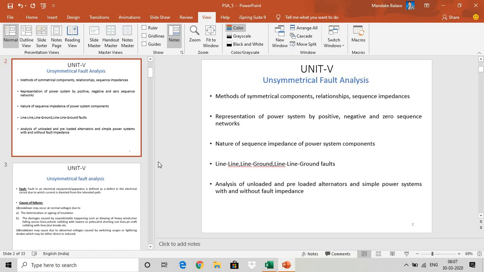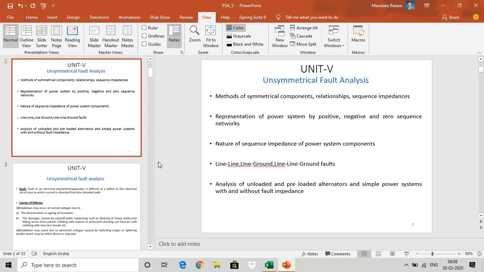So before starting this unit, in unit number 4, that is symmetrical fault analysis, we had discussed what is meant by a fault in a power system, what the different types of faults in a power system are, what the difference between symmetrical and unsymmetrical faults is, and what the purpose of symmetrical fault analysis is. In conclusion, the main purpose of symmetrical fault analysis is to find out the rating of the protective equipment, that is, selection of the circuit breaker and selection of the current limiting reactor, and we also discussed different examples for the selection of circuit breaker and current limiting reactor.